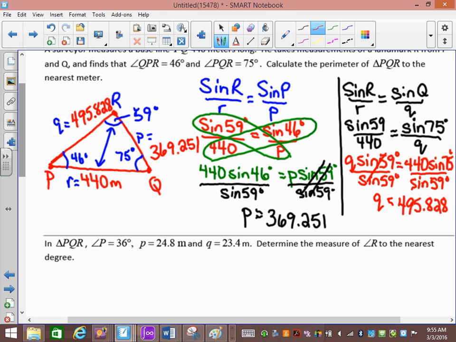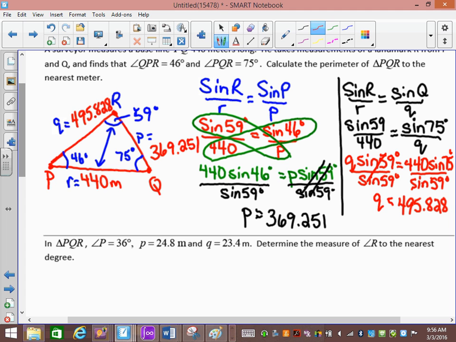Go back when you're done and check. So this is the biggest angle. It should have the biggest side length. It does. This is the next biggest angle here, 59, and it's 440, then 46 and 369, so it makes sense, okay? So I always check at the very end, is it realistic?